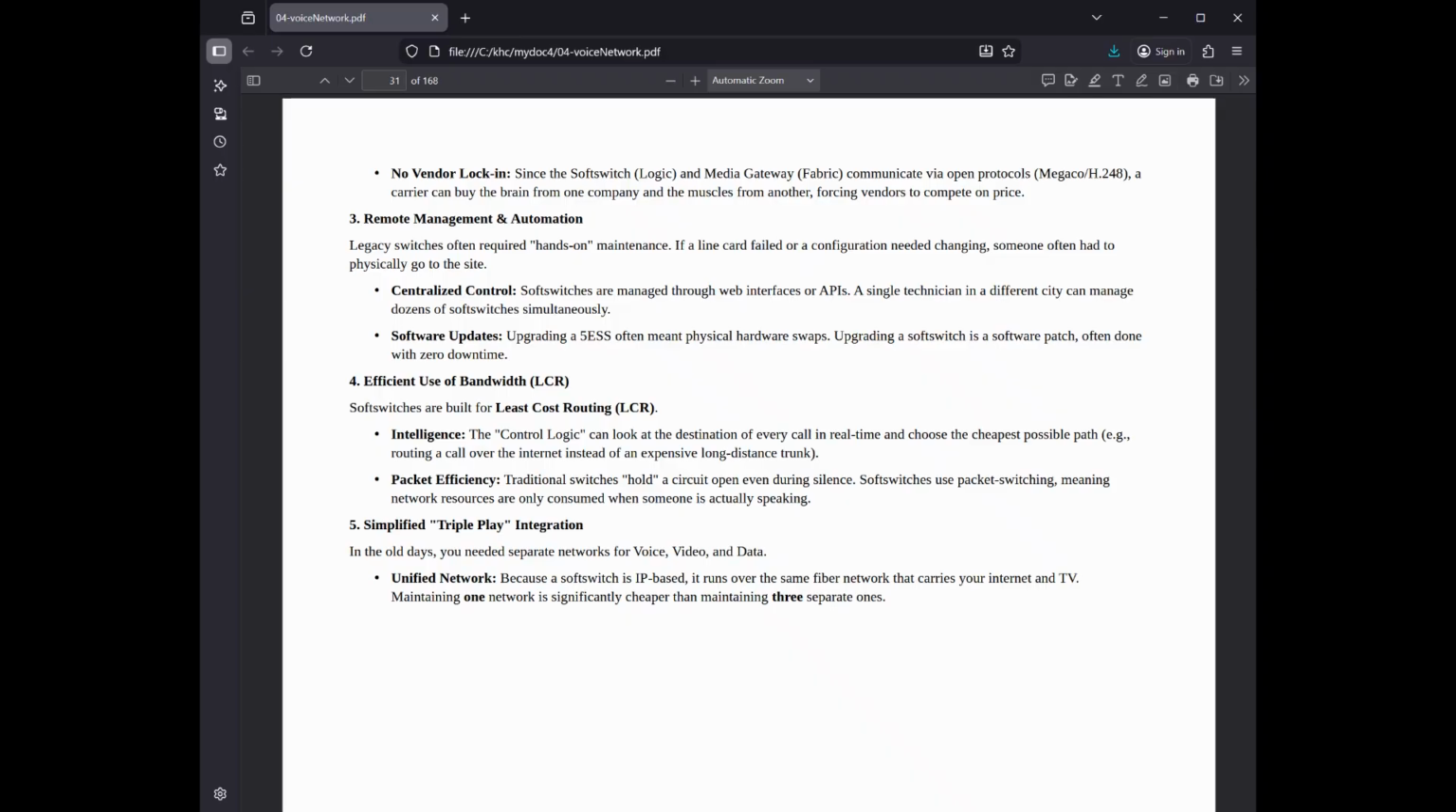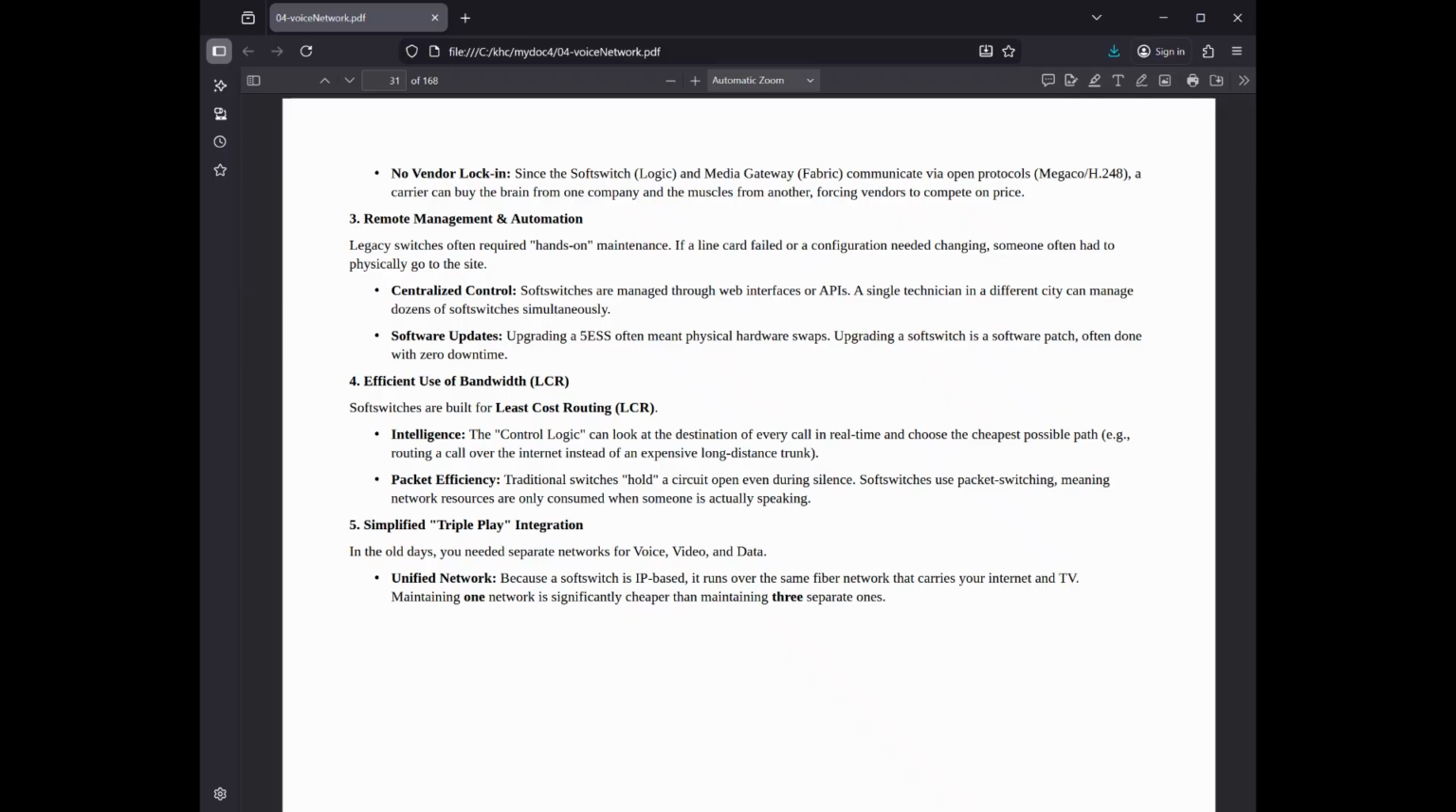4. Efficient use of bandwidth, LCR. Soft switches are built for least cost routing, LCR. Intelligence: the control logic can look at the destination of every call in real time and choose the cheapest possible path, for example routing a call over the internet instead of an expensive long-distance trunk. Packet efficiency: traditional switches hold a circuit open even during silence. Soft switches use packet switching, meaning network resources are only consumed when someone is actually speaking.